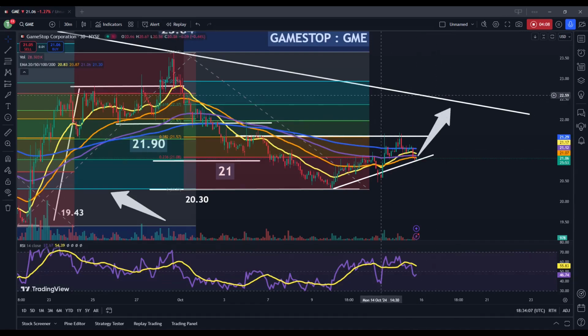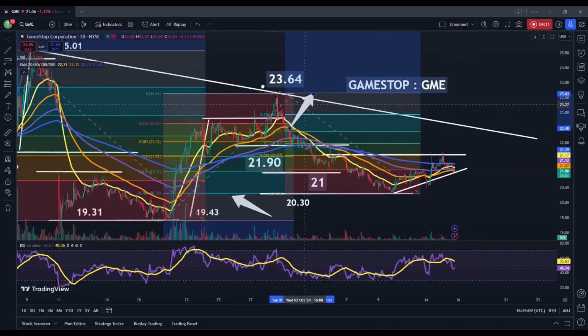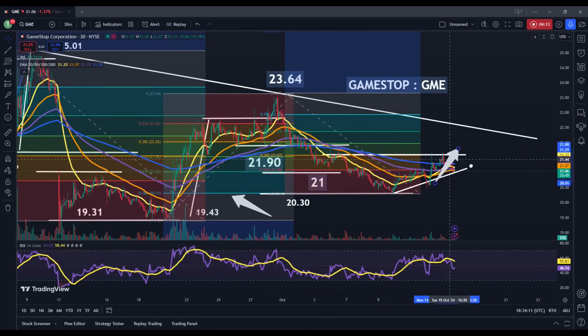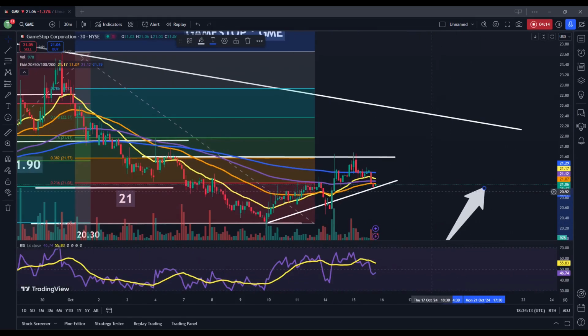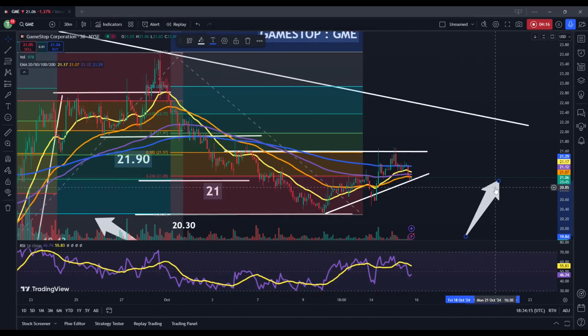And then you can start to threaten this longer term downtrend line. So that would be the sort of sequence of events that you would need to see in order to continue to have a bullish outlook here.